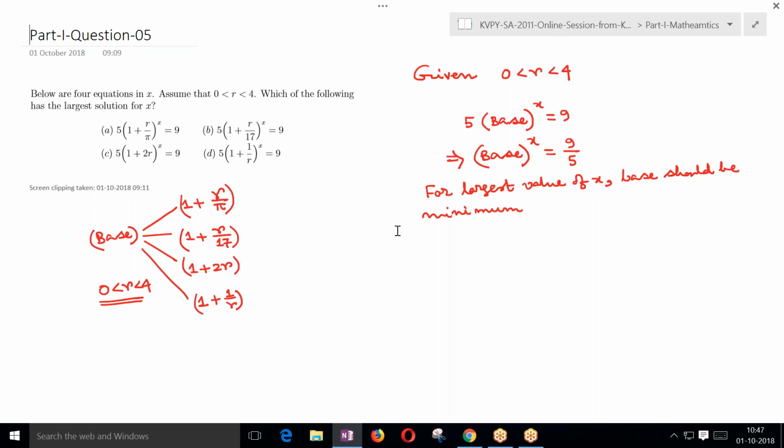Okay, sir. Got it. Thank you. That means base power x is equal to 9 by 5. Okay. And for the largest value of x, the base should be minimal. And I started getting the answer for that one. Okay.